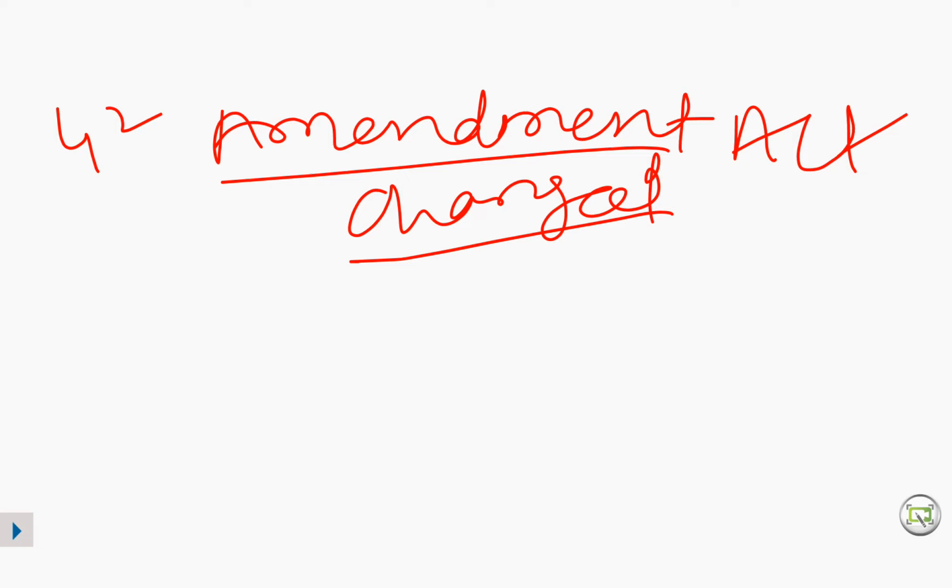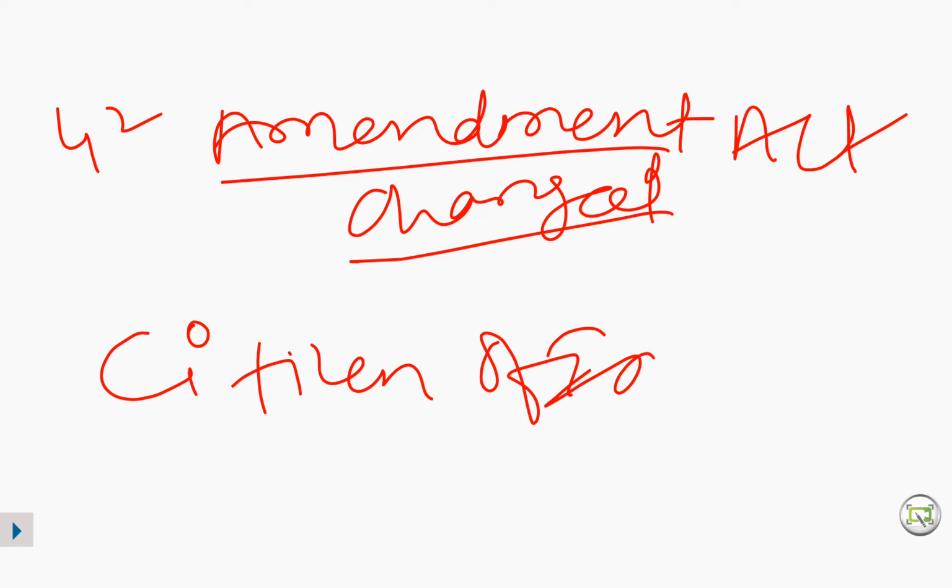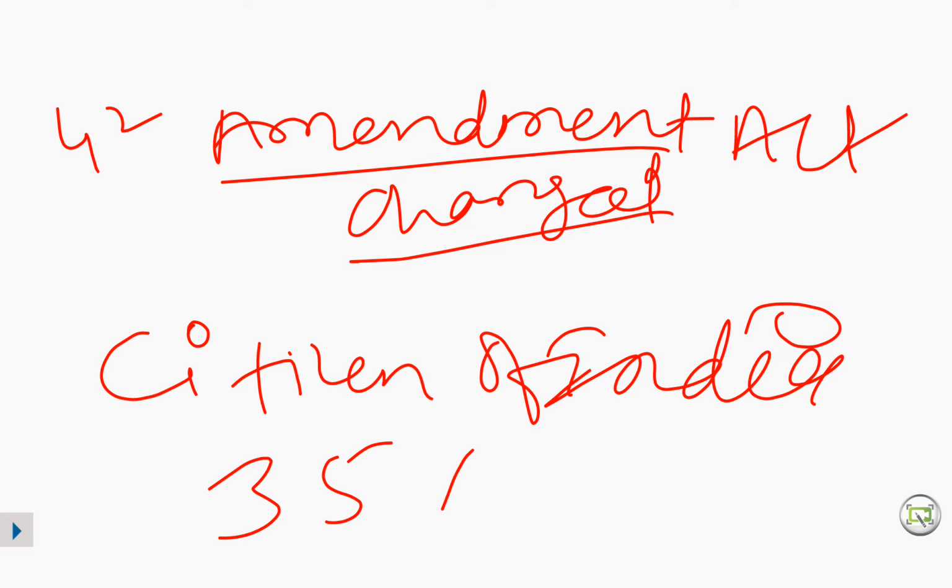So what are the qualifications? Let us see. First of all, you must be a citizen of India. If you want to be the President of India, you cannot be a citizen of Pakistan or America, right? You have to be a citizen of India. First point, you have to be a citizen of India. Citizen of India means Indian citizen. Second, you must have completed the age of 35 years. You must be 35 years old.